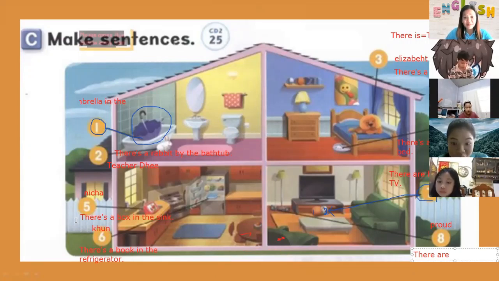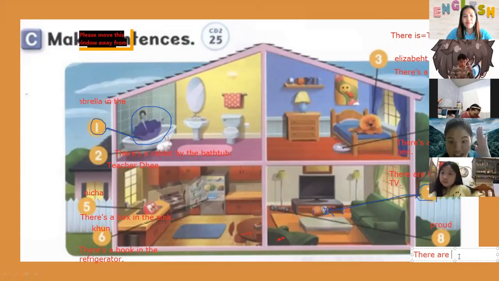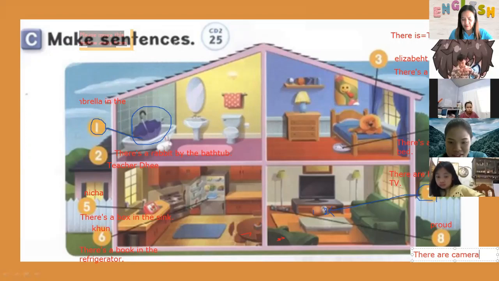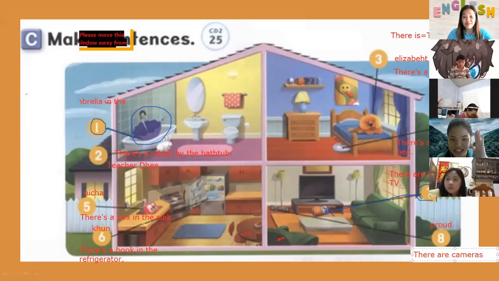Yes, there are cameras. Okay, Prow, can you repeat, there are cameras. Turn on your mic too, Prow. Come on, it's okay, Prow. Okay. Camera by the lamp. By the lamp. Very good.